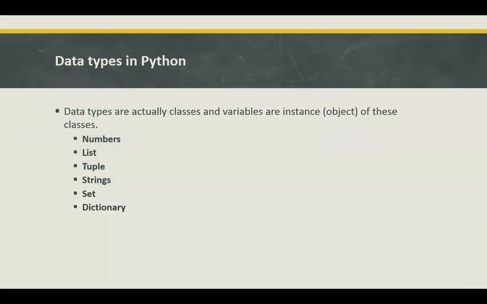So data types are actually classes, and variables are instances, objects of these classes. So these are the different data types we use: numbers, list, tuple, string, set, dictionary.